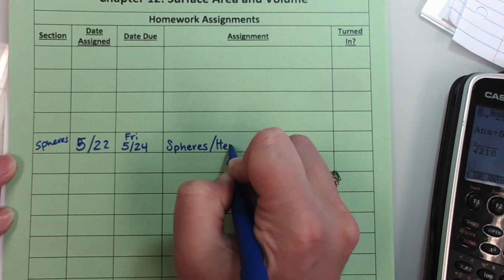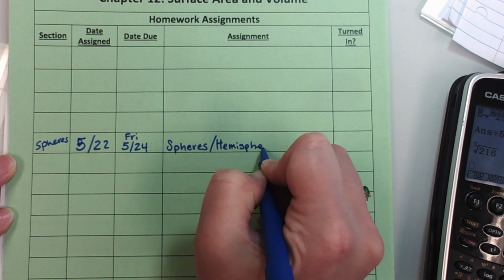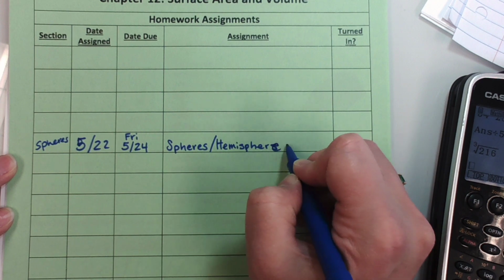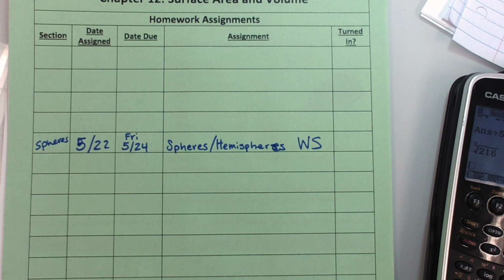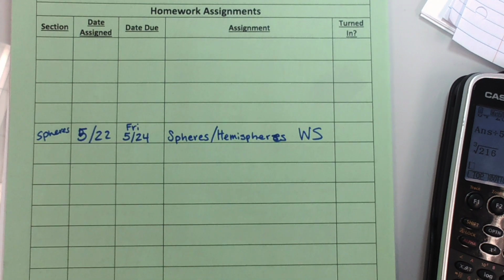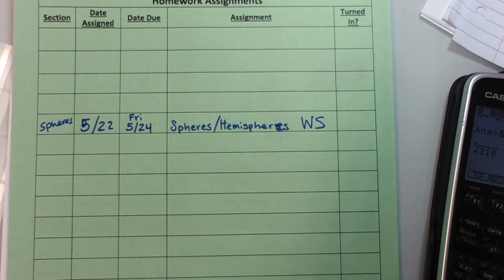What's happening Friday? Test. What do you get to use on the test? A 3-by-5-inch note card, both sides. I've got note cards up here if you want them. So next week, are we taking the final on Wednesday or Thursday?